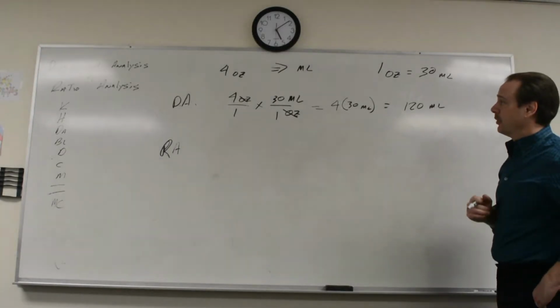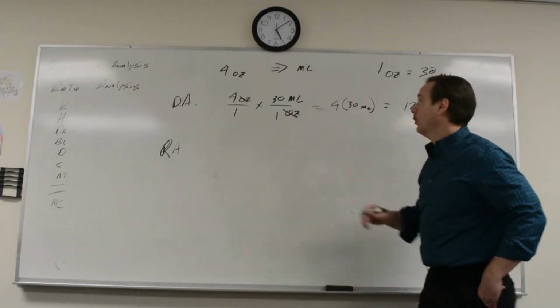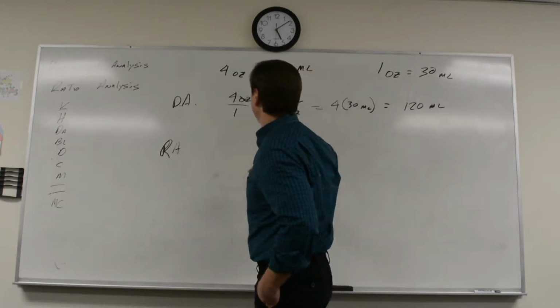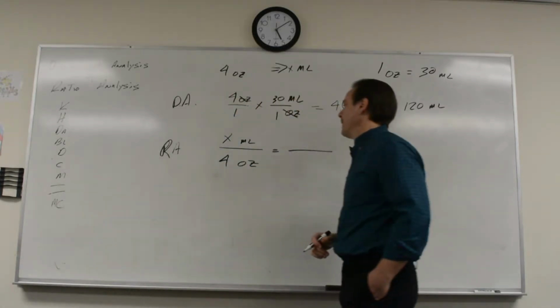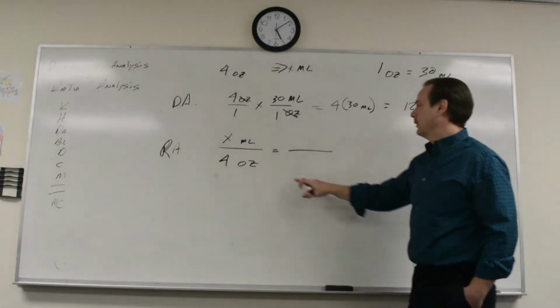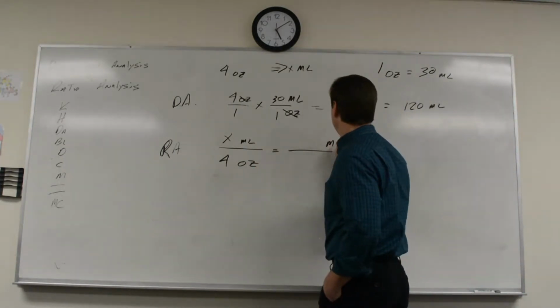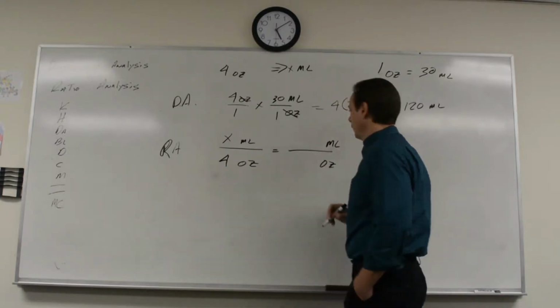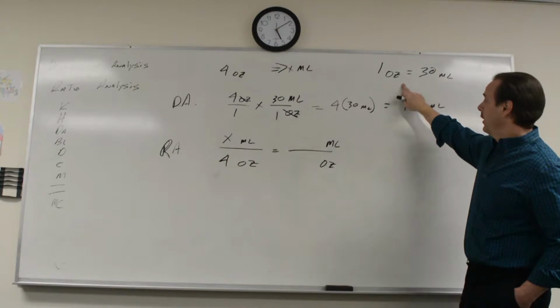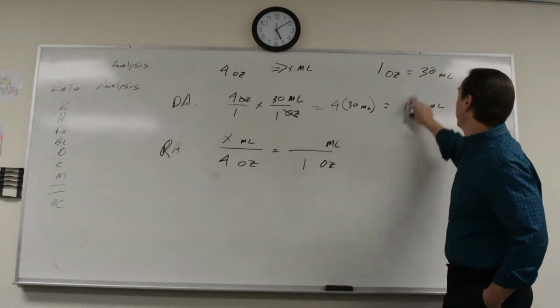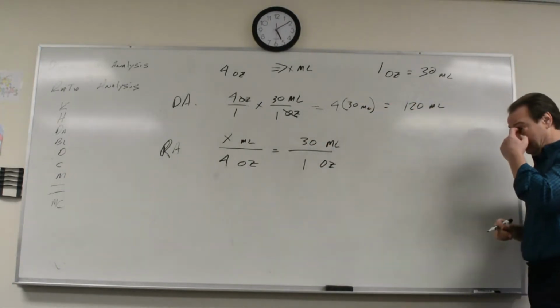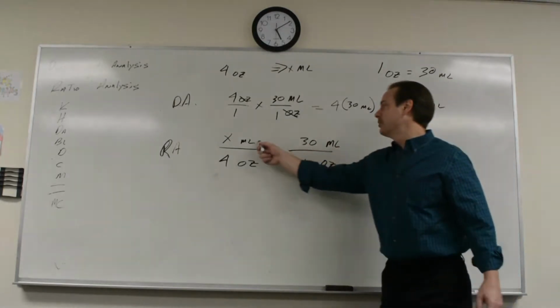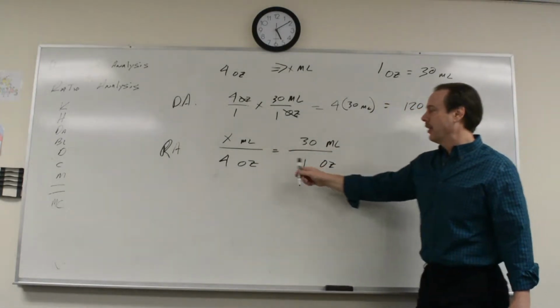Okay. Let's do it using ratio analysis. We're going to put our unknown in the numerator. We need ounces and ounces, milliliters and milliliters. This time we're going to come over to our conversion and look for the values. We have 1 ounce. That goes in the denominator. We have 30 milliliters. That goes in the numerator. Check the ratio. Milliliters, milliliters, ounces, ounces. We got values for everything except for our unknown.